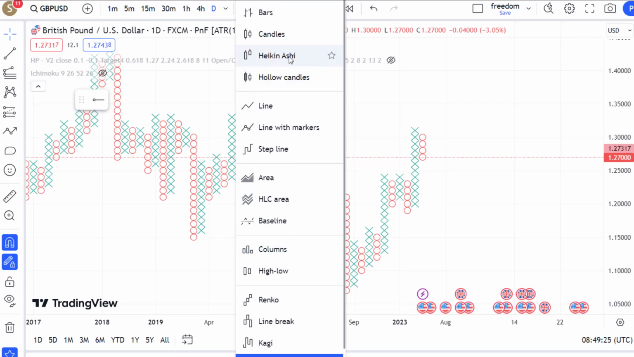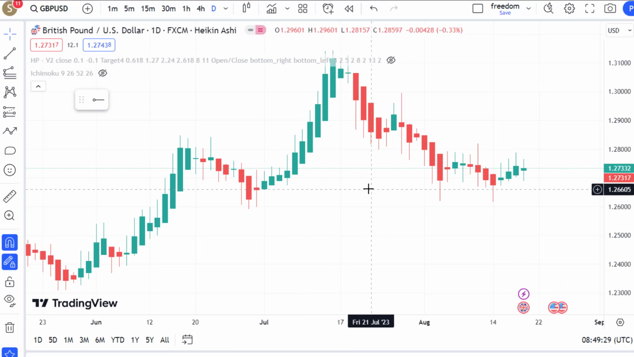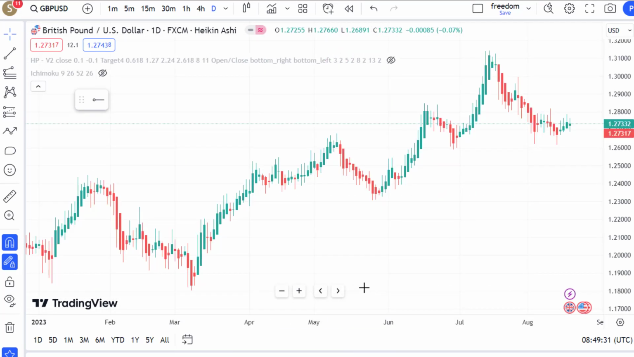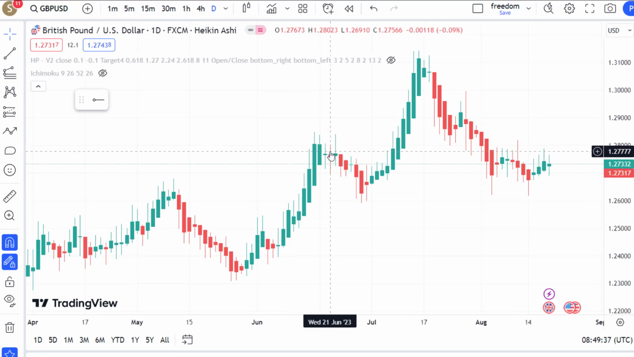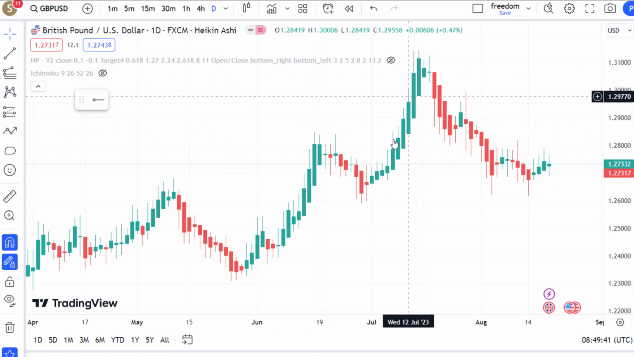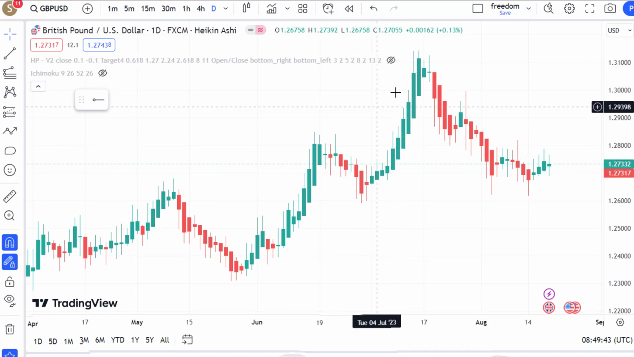6. Heikin-Ashi chart. Heikin-Ashi charts provide a modified representation of price movements. They use a specific formula to calculate the candlestick values, which results in smoother and less noisy charts. Heikin-Ashi charts are used to identify trends and reversals with less volatility.